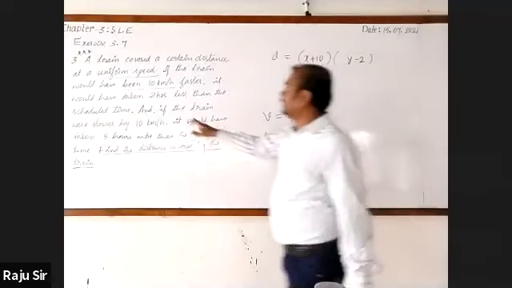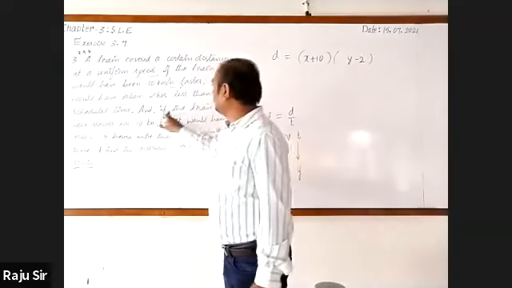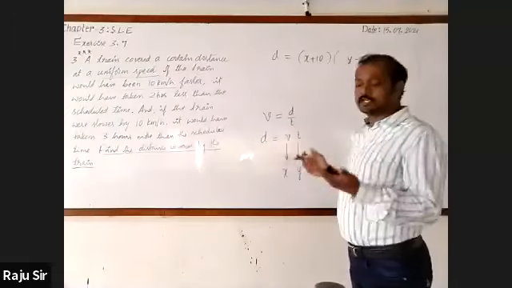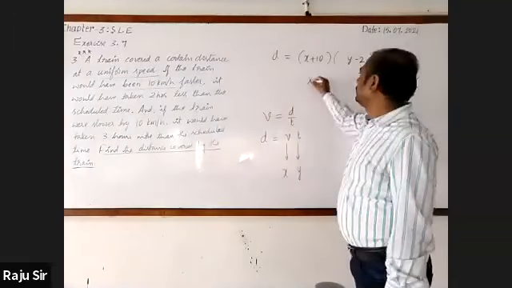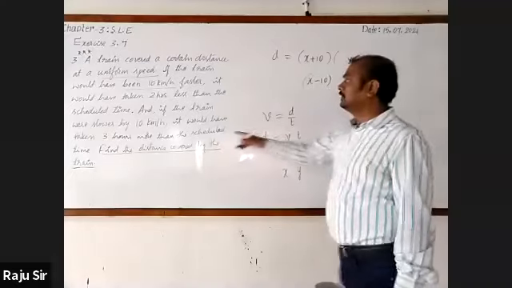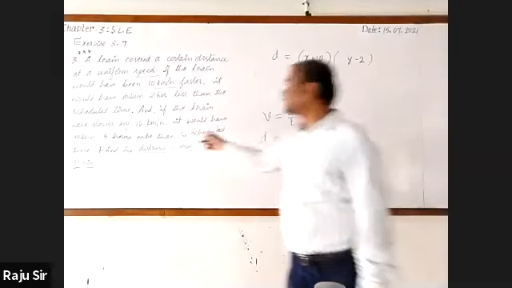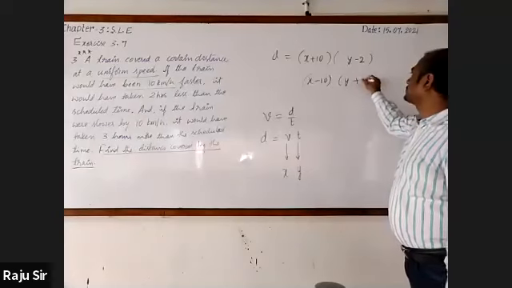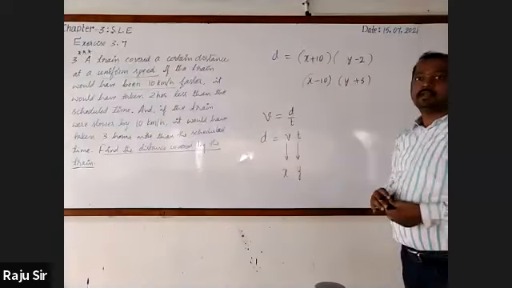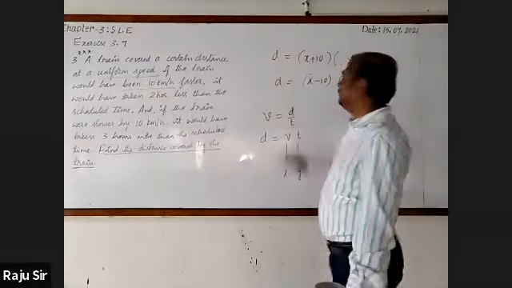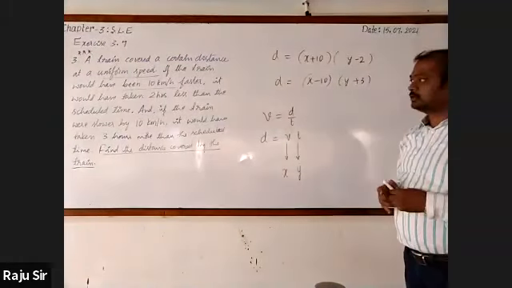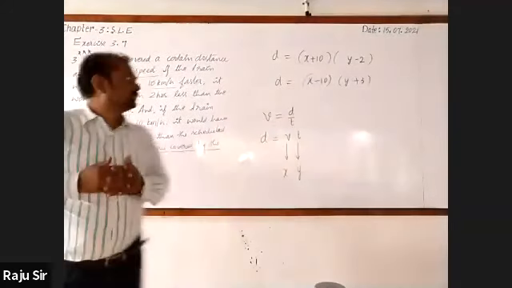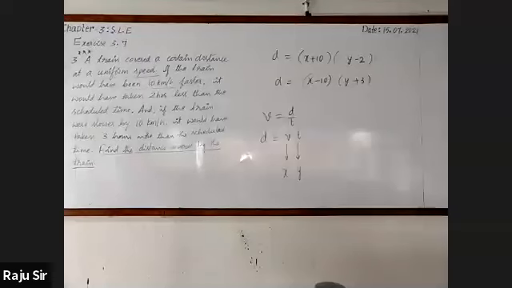Next, the second statement. If the train was slower by 10 kilometers per hour, the speed is x minus 10, then it would have taken 3 hours more than the scheduled time: y plus 3. And this distance is also D. Right? So with this information, we have to find out the distance covered by the train.